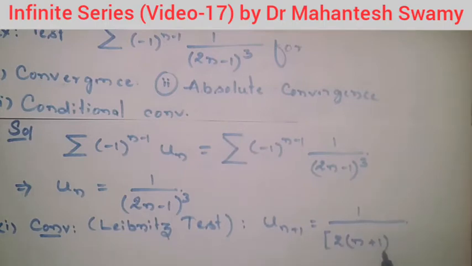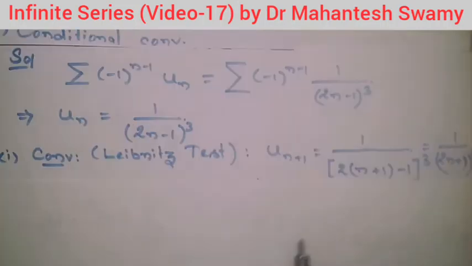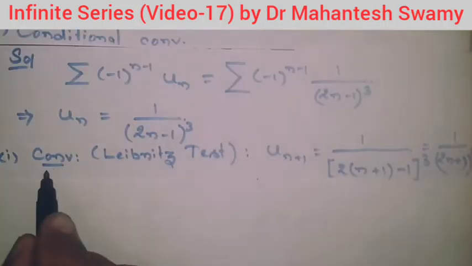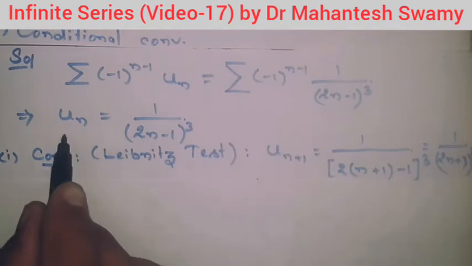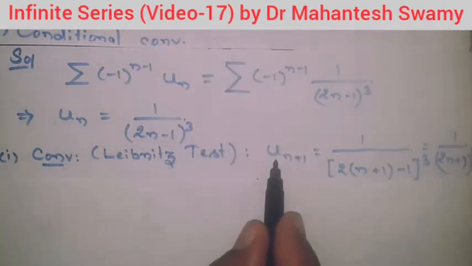So it is n plus 1 as it is minus 1 whole to the power of 3 as it is. Now it is 2n plus 2 minus 1. So it is going to be 1 divided by 2n plus 1 whole to the power of 3. After having un plus 1 and un in hand, we shall check the first condition of Leibniz test. That is, we want to show that un is greater than un plus 1.